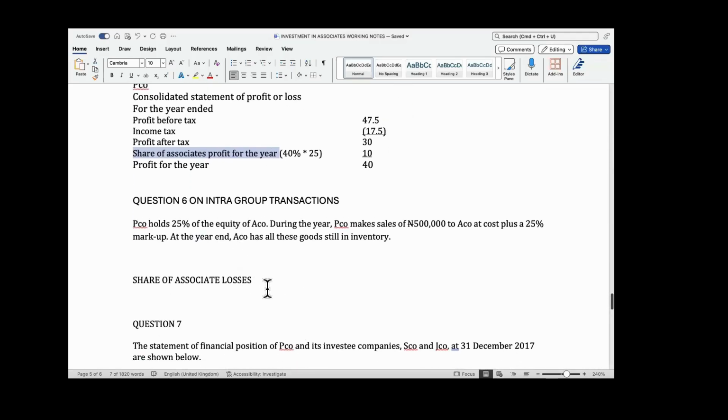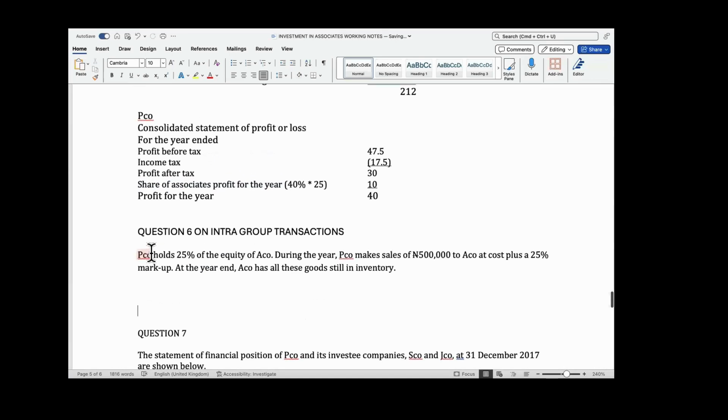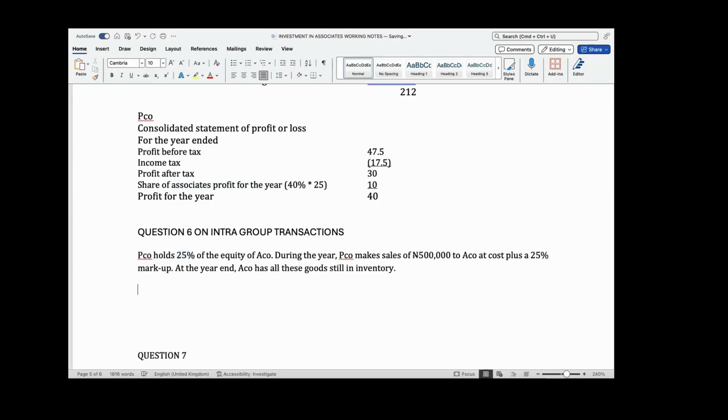Okay. Now, I think I've already resolved this when Bosse asked the question, but let's just look at it. It says Pico holds 25% of the equity of ECO. During the year, Pico makes sales of 500,000 to ECO at a cost plus a 25% markup. At the end, ECO has all these goods still in inventory. I'm sure they want us to determine the unrealized profits to eliminate.